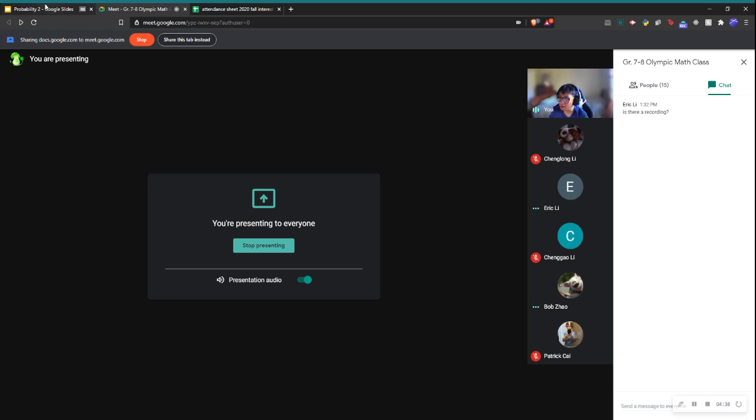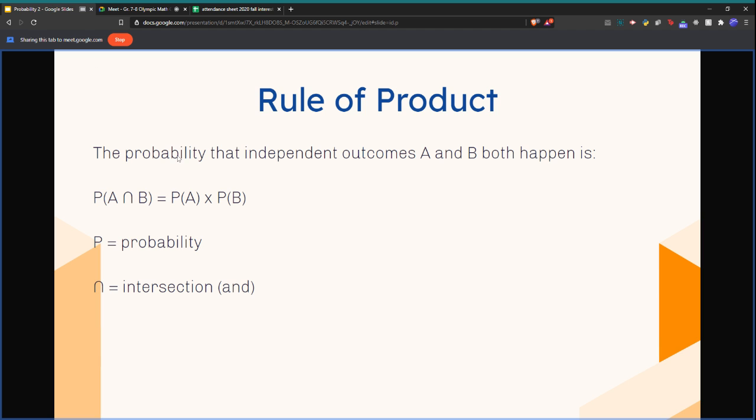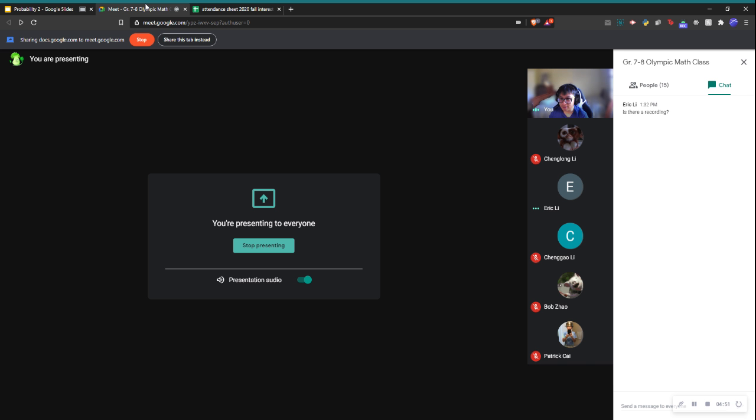Type it, I think. I know in Google Slides and Google Docs, if you go to Insert, there's something called Special Characters. You can just type in "intersection" or something, and then this upside down U should show up, if you're curious.